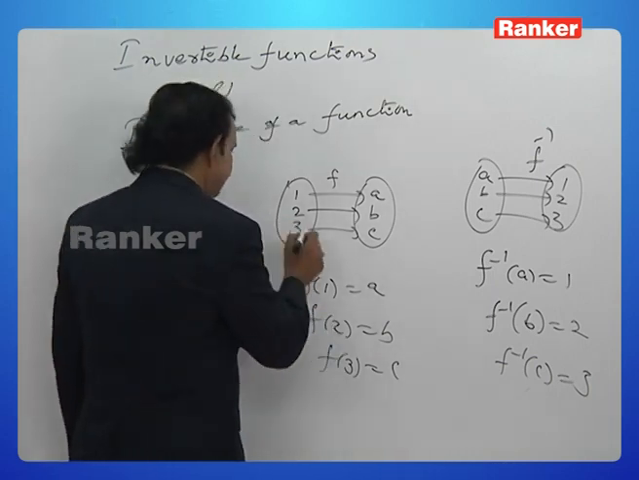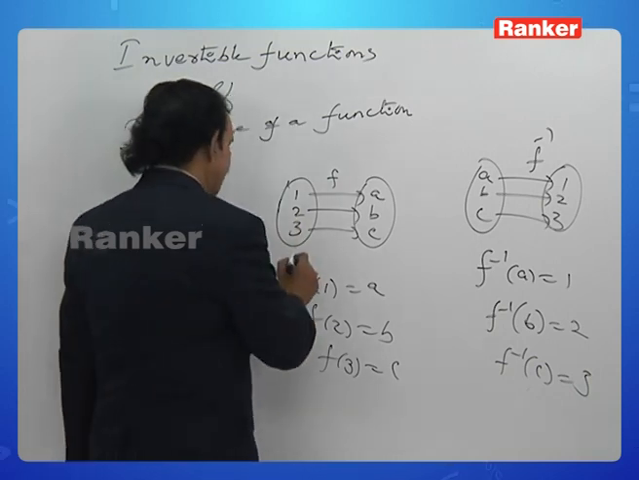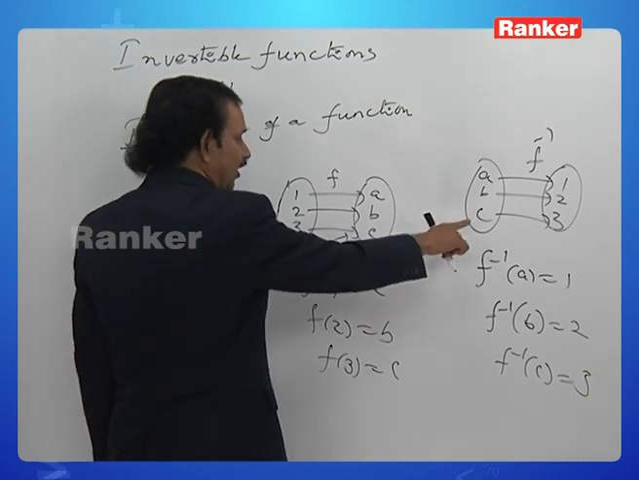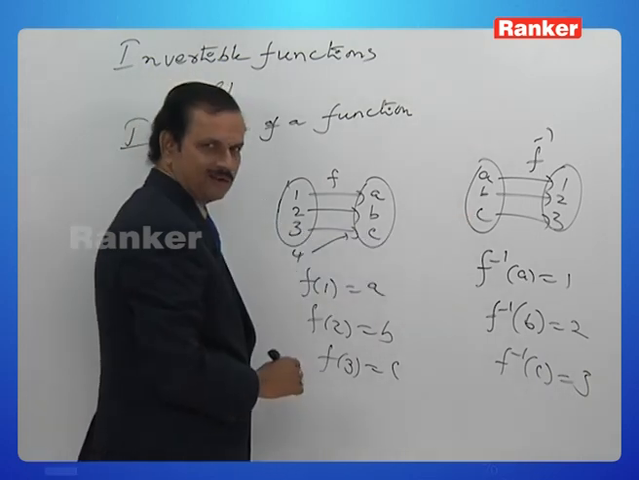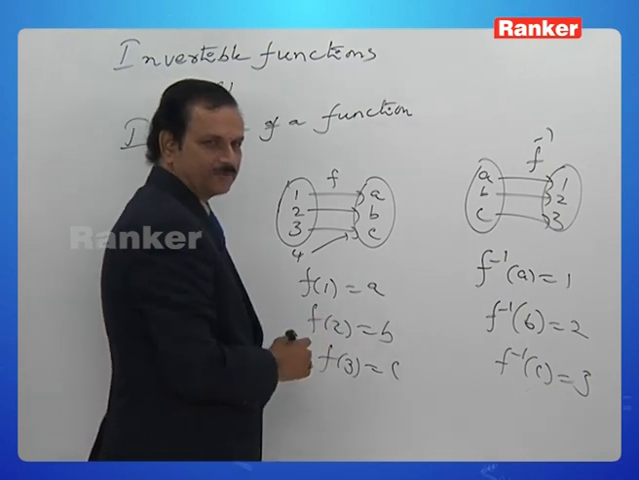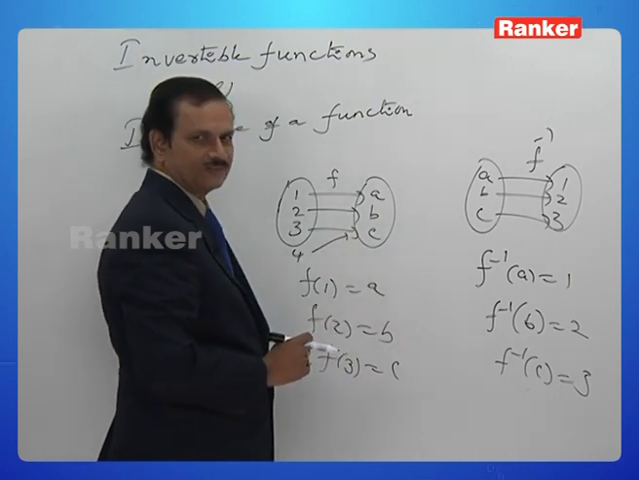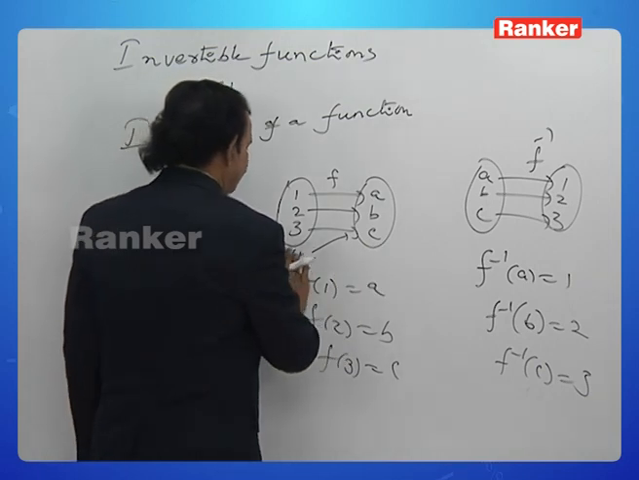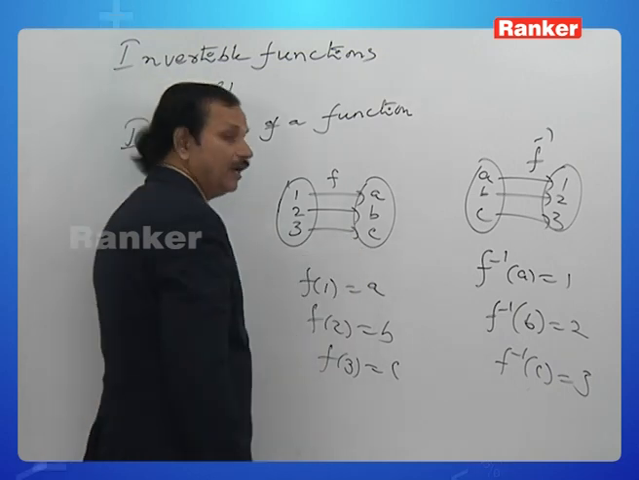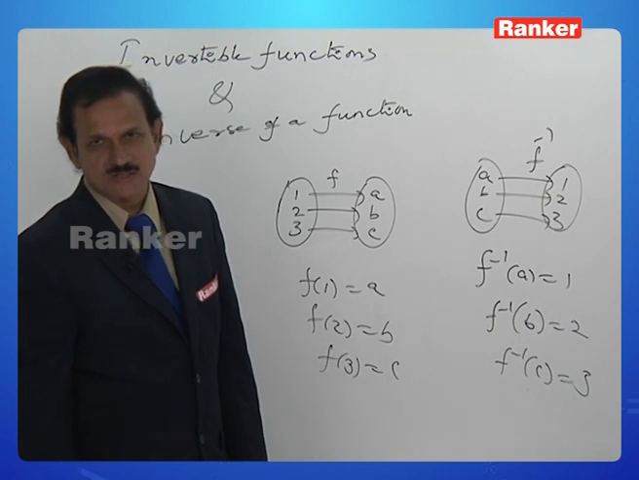One more thing, if it is not a bijection, what happens? Suppose element 4 is also there like this. Then F inverse of C, do you put 3 or 4? There is a conflict there. One element should not have 2 images. F inverse need not be a function at all in that case. That is why to define an inverse, the original function must be a bijection.